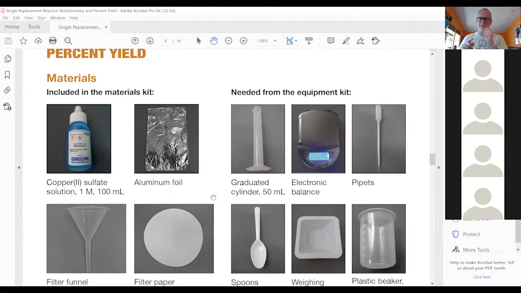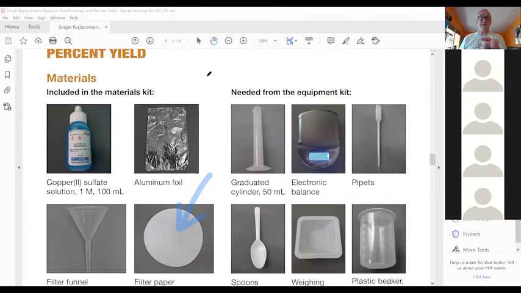But what they don't mention, which is a really good idea, is that you should take the mass of your filter paper before you start filtering it. So here's our filter paper that we're going to do the filtering in. Take the mass of the filter paper before you start filtering. And then at the end, after you've washed it and dried it, you'll have the filter paper plus the mass of the copper. Then all you need to do is just reweigh it.